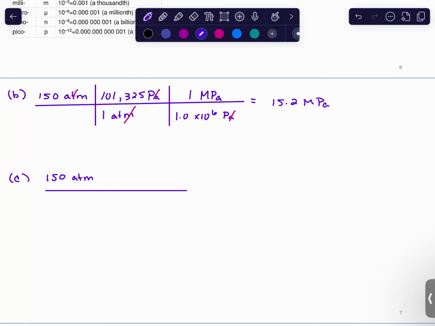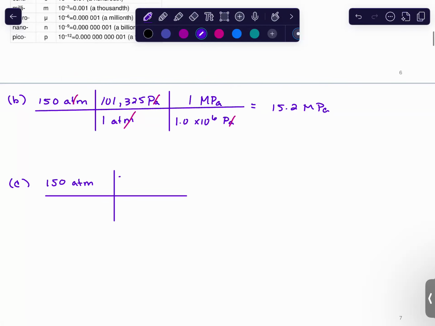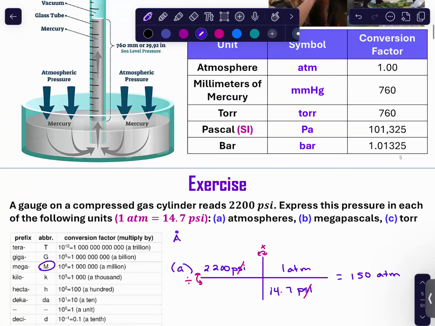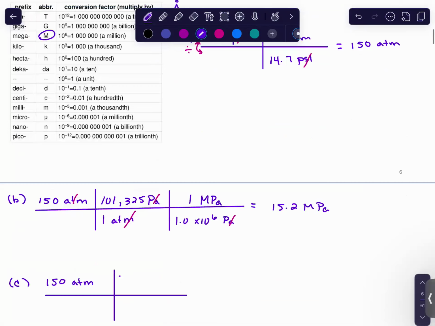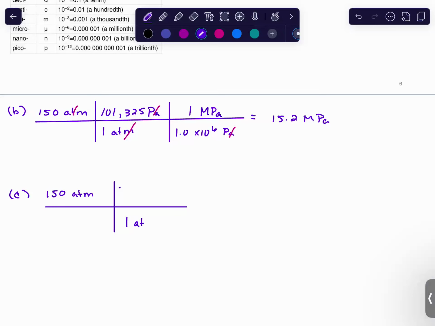So what do we have here? What conversion factor do I want to use? 150 atmospheres. 760 torr. And again, the unit I want to go away needs to go on the bottom. Atmospheres divides out, and you end up with that. So we'll do it both ways.